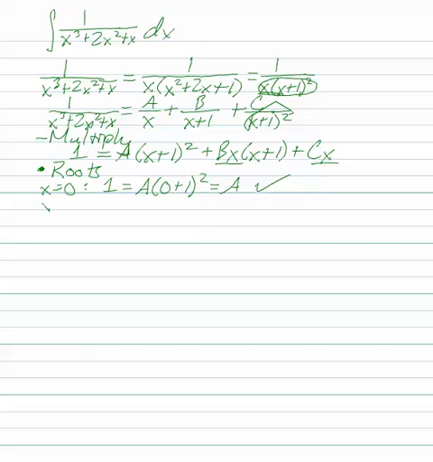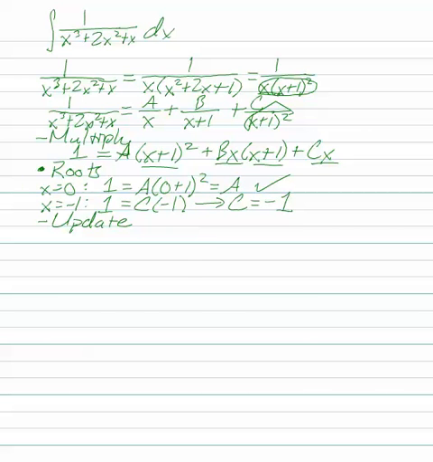The next root we can plug in is negative 1. So we'll plug in on the left side, it's still just a 1. On the right side, anything with an x plus 1 will cancel, so our only term left is the C. C times negative 1. That tells us that C is equal to negative 1. So we now know A and C. After we've done both roots, we have to update our function.